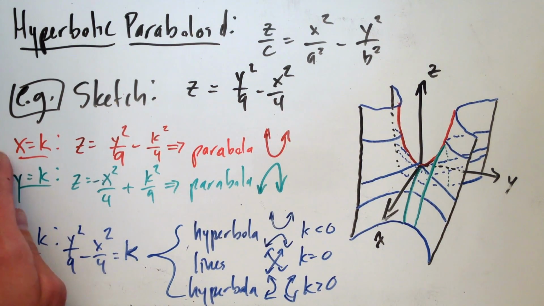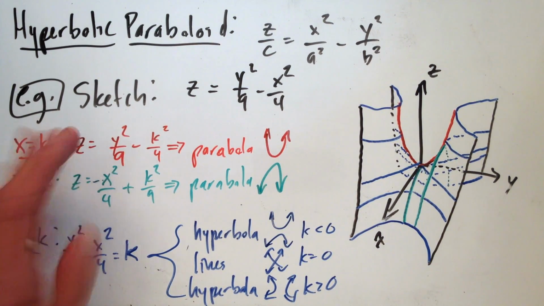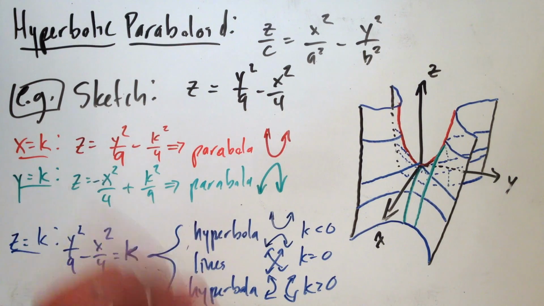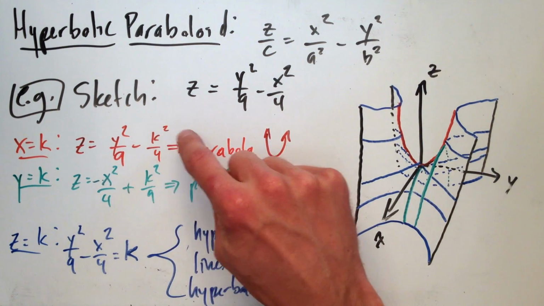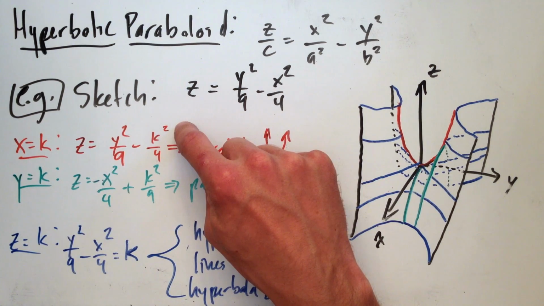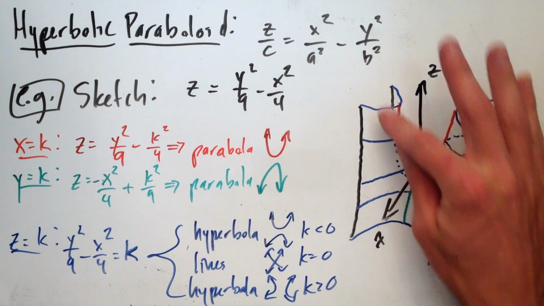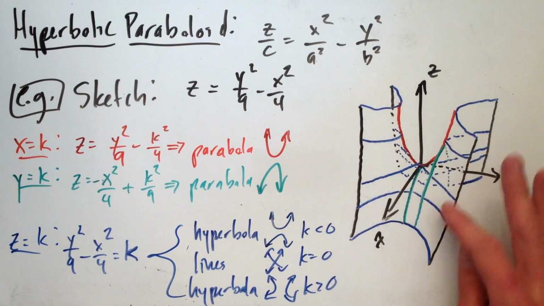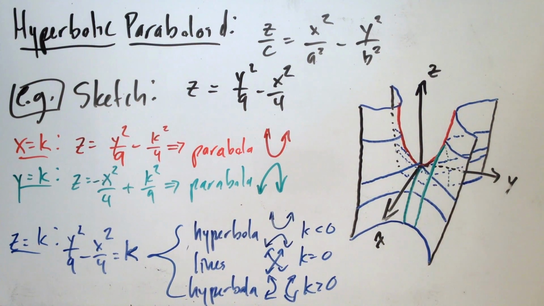If we take x to be constant, we get z is equal to y squared over 9 minus k squared over 4. So that's a parabola in y and z. And it opens upward because y squared over 9, the coefficient is 1/9, is positive. So there's an example. Now the thing to notice is that as k increases or decreases away from 0, k squared over 4 gets bigger, so we're subtracting a bigger and bigger thing. So these parabolas will actually have vertices which are going further down in the z direction as we move away from the origin where the paraboloid is sort of sitting in this case.